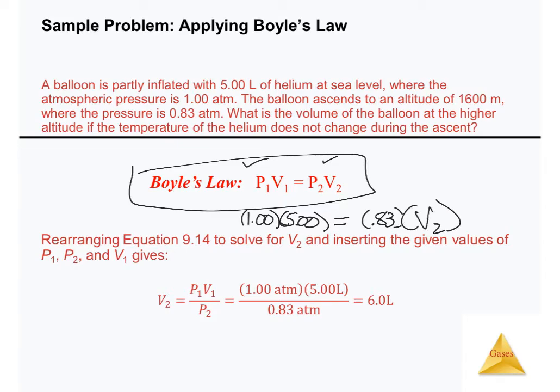Okay, and then rearranging it to solve for V2, we get that the volume at the higher altitude is 6 liters. So use your common sense in these gas law problems to make sure you didn't make a silly math error. Does it make sense?